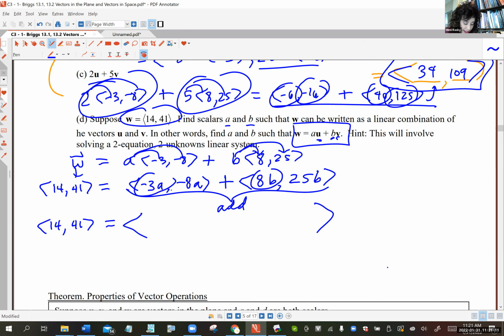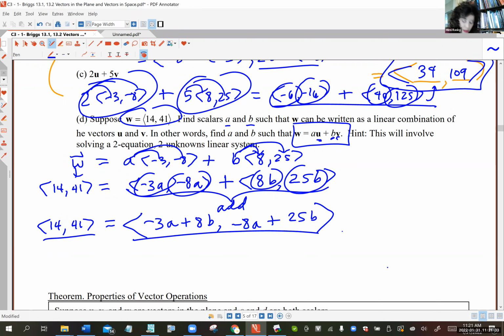And you're going to add the X components together to get a new X component. I know it looks weird. And then you're going to add the Y components together to get the new Y component. Okay, now here is the part where you look at what you have so far. You have a vector on the left-hand side. And you have a vector on the right-hand side. And they have to be equal.